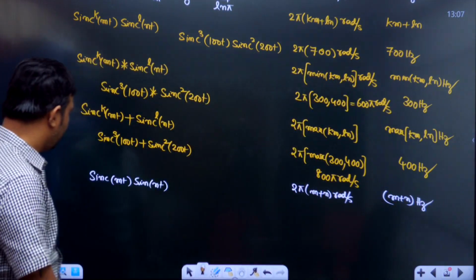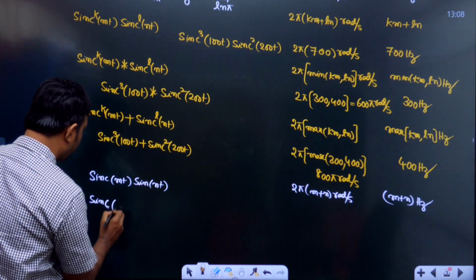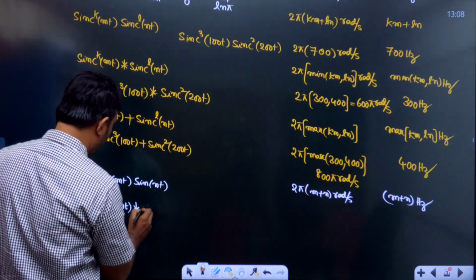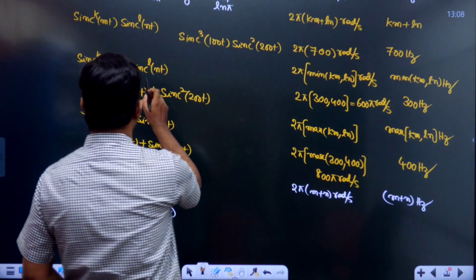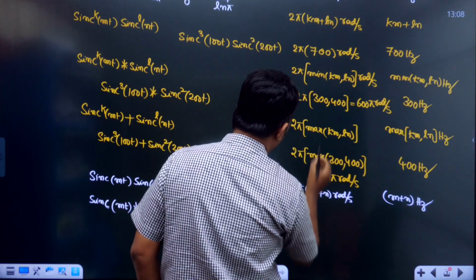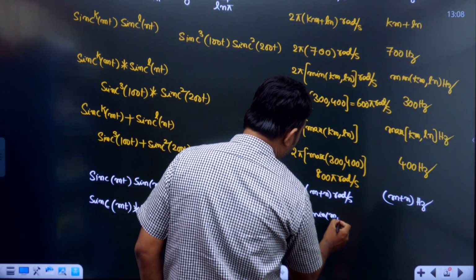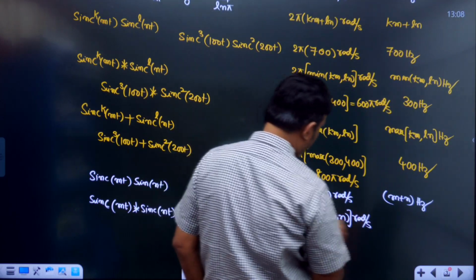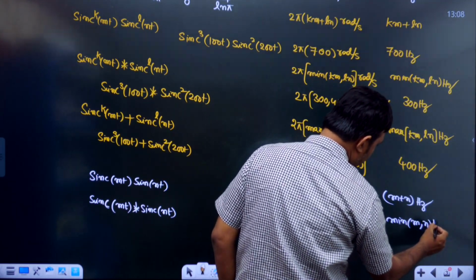Wow. Suppose I ask you for this one, sinc of mt convolved with sinc of nt. So convolution means minimum, 2 pi into, K is 1, L is 1, no? 2 pi into the minimum of m comma n radians per second, and the minimum of m comma n hertz.